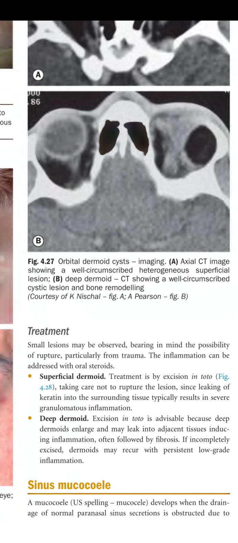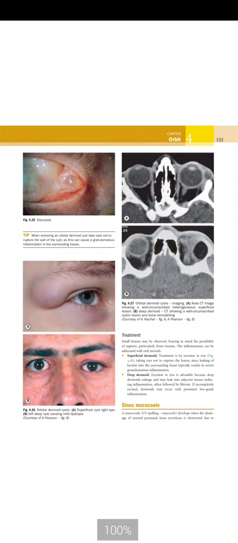So treatment is with excision in toto, taking care not to rupture the lesion, since leaking of the keratin into the surrounding tissue typically results in severe granulomatous inflammation. Deep dermoid excision in toto is advisable because deep dermoids enlarge and may leak into adjacent tissue, inducing inflammation, often followed by fibrosis. If incompletely excised, dermoid may recur with persistent low-grade inflammation.